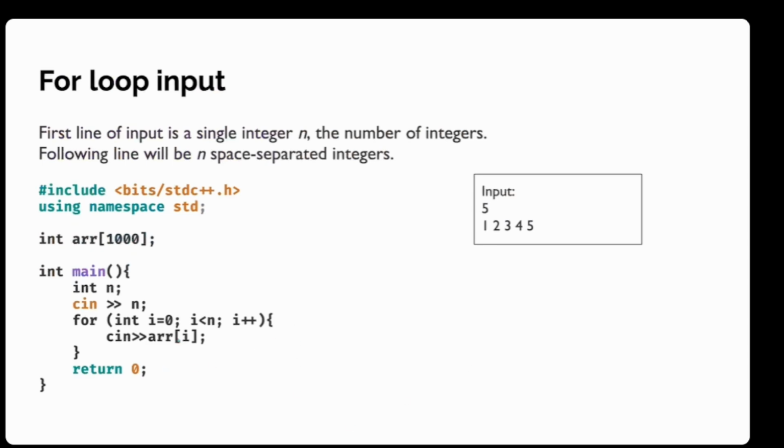Now there's a for loop input. Usually this is how we input stuff into arrays. We basically use this almost all the time. First you input the size that you want, because usually the problems will give you the size of the array first. So you input that to n. And then for i equals 0, i smaller than n, cin the required values into your array.